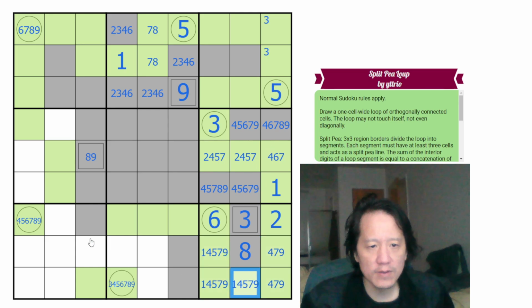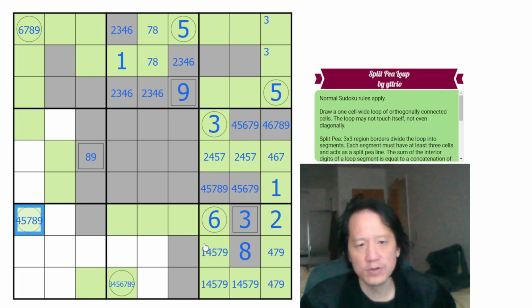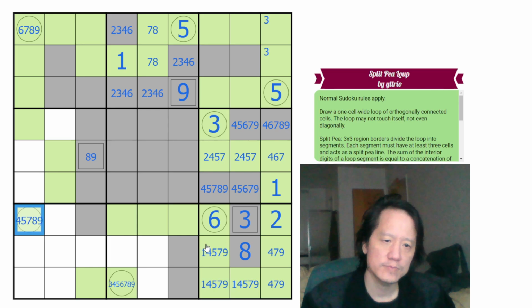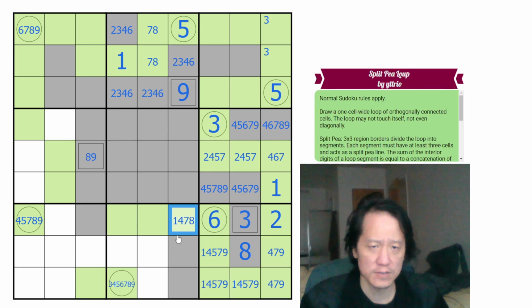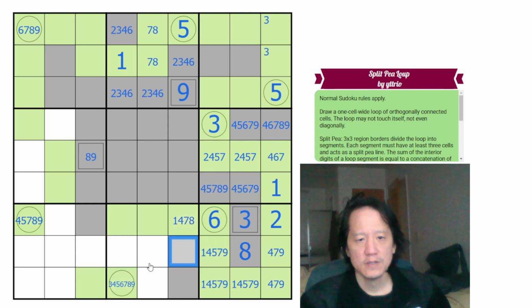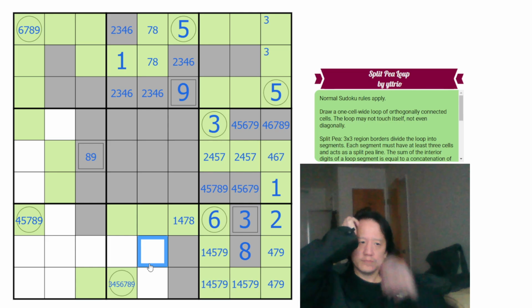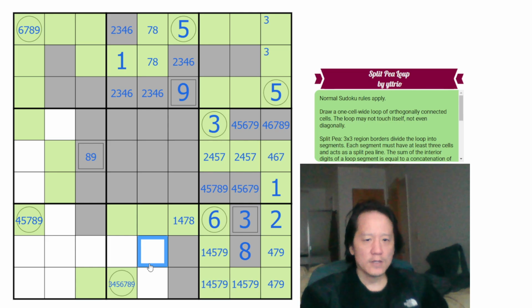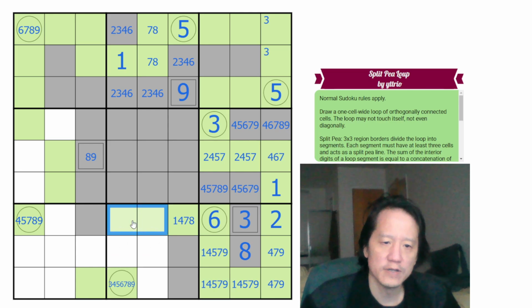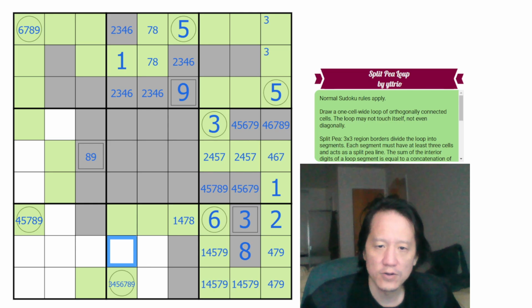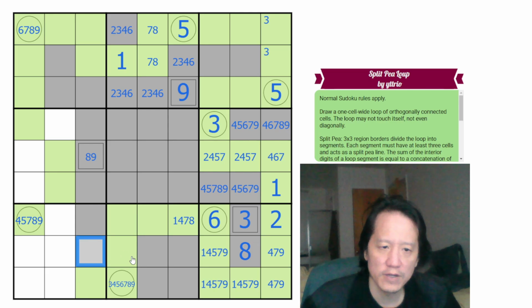Okay. This can't be 6 anymore. This can't be 2 or 3 or 5 or 9. So it's 1, 4, 7, or 8 here. This has to be 3 digits, right? Okay, so yeah, so it has to go down here. Therefore, these are no longer allowed. This is no longer allowed. Therefore, it must go here.